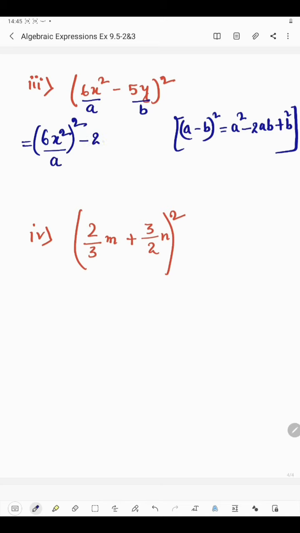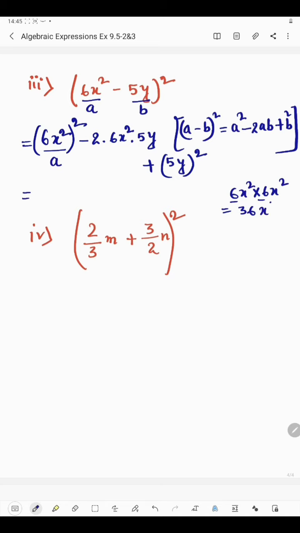Now minus 2 into a, which is 6x square, and b, which is 5y, plus b square means (5y) whole square. Now (6x square) whole square means 6x square will write twice. So it's 6 6s are 36, and here the power of x is 2 and here is 2, so 2 plus 2 is 4. So it's 36x to the power 4 minus 6 2s are 12, 12 5s are 60, x square into y is x square y.